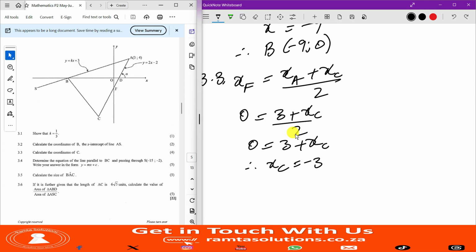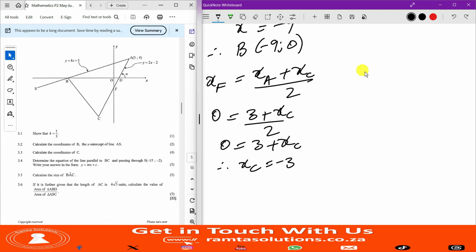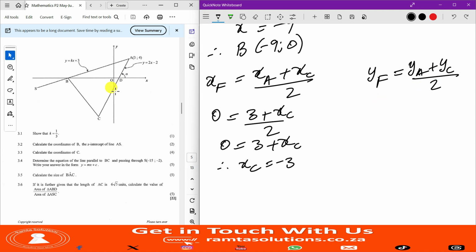We are not done. Now we can look for the y value of F, which is equal to y value of A plus y value of C all over 2. What is the y value of F? We said it is the y-intercept, which we can find from the equation. It is minus 2. So minus 2 equals what? What is the y value of A? It is 4. The y value of C, we do not know.